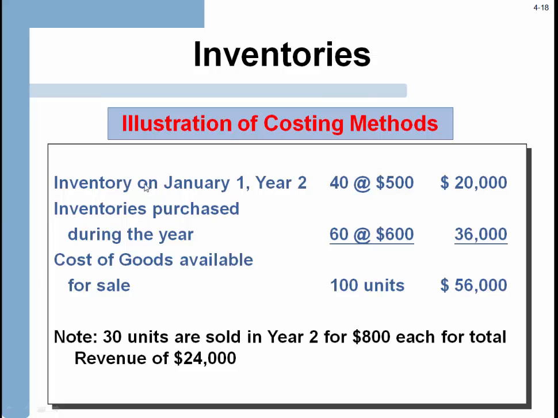Really, the formula you want to see here is beginning inventory plus purchases, or if they're a production company, plus units produced, gives you goods available for sale. In this particular case, they had 40 units in beginning inventory, plus they purchased another 60, so they have 100 total units, and they have $56,000 in inventory. The sales remain the same for each. They sold 30 units at $800 per unit, so their revenue is $24,000.